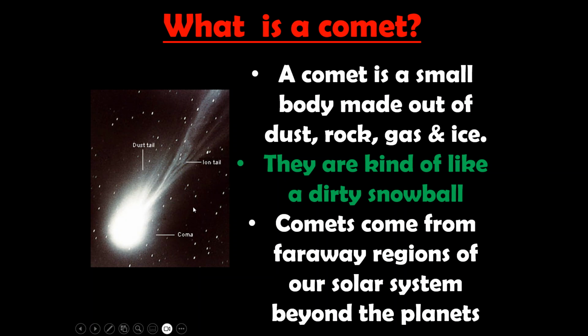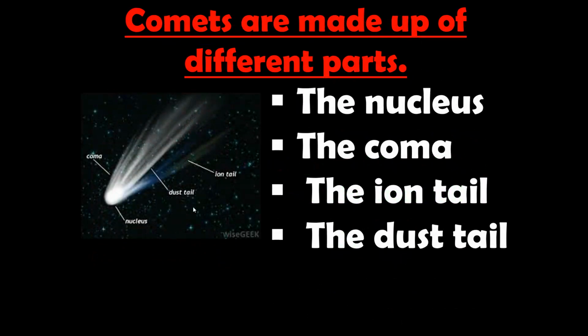We'll see what a comet is made out of. Comets are made out of different parts. This includes the nucleus, the coma, the ion tail, and the dust tail. It's already shown over here how it is made. This is the nucleus, the white part, the coma, the little gray part, the dust tail, this, and the ion tail.